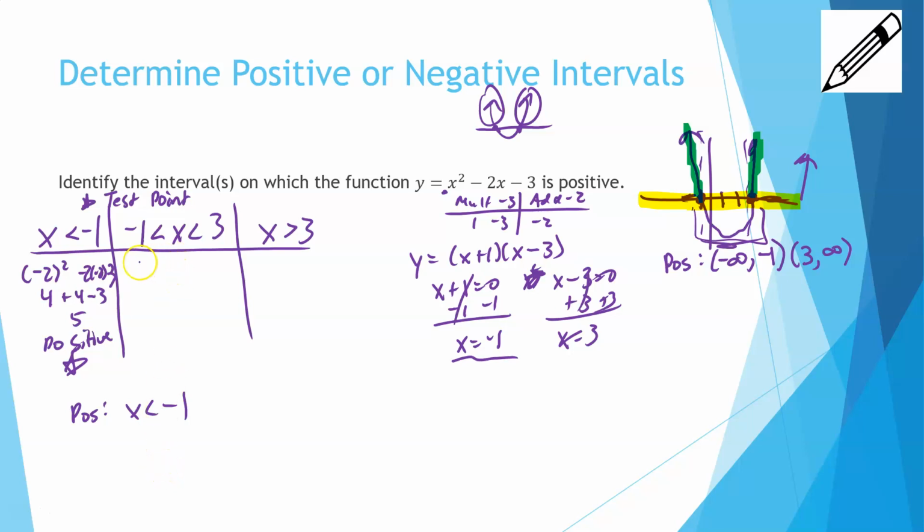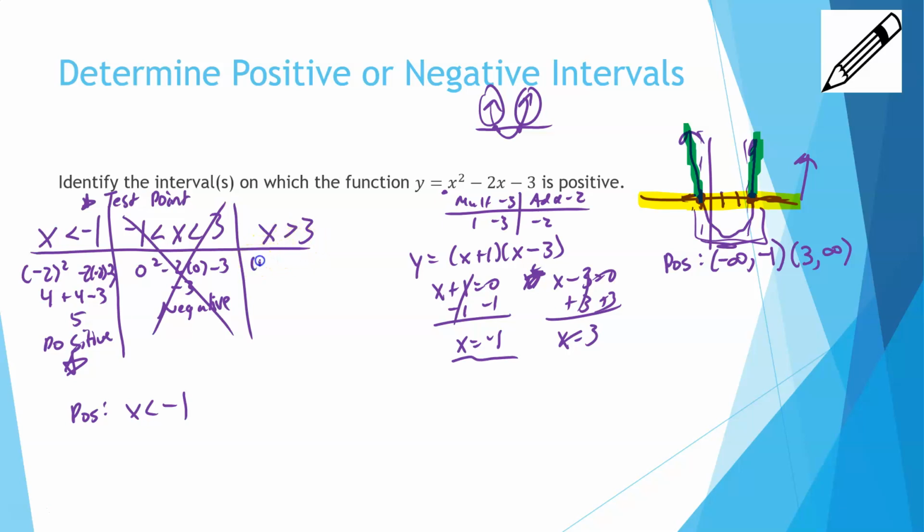I would test a point in the middle. I always like to test 0 when I can. So 0 falls between -1 and 3. So I do 0 squared minus 2 times 0 minus 3. 0 minus 0 minus 3 is -3. This is negative. So in this case, that would not be part of my answer because it was asking for the positive sections. And then last but not least, I would check any number greater than 3.